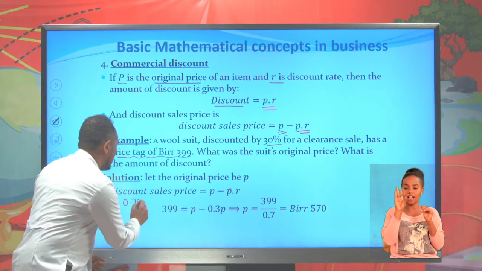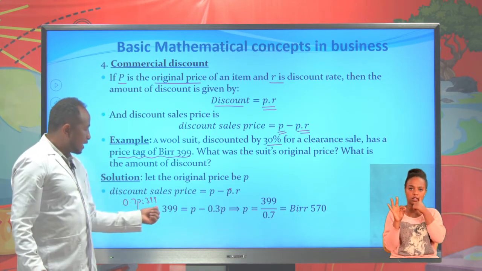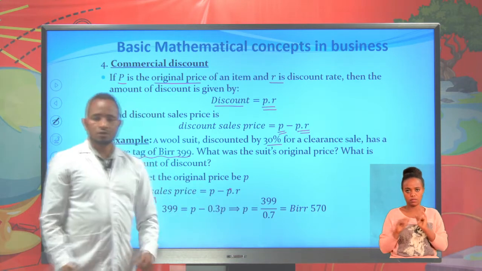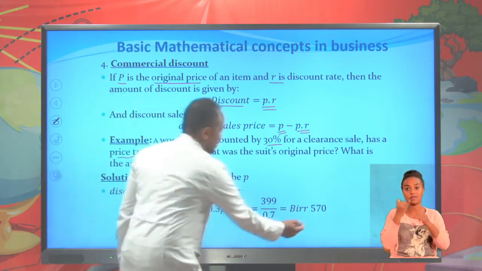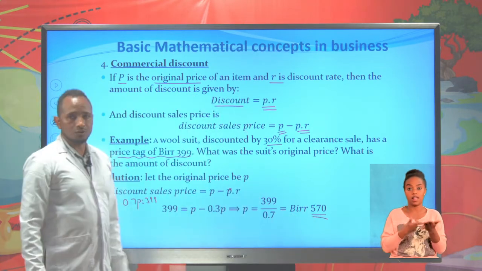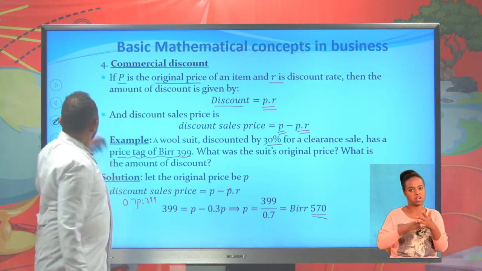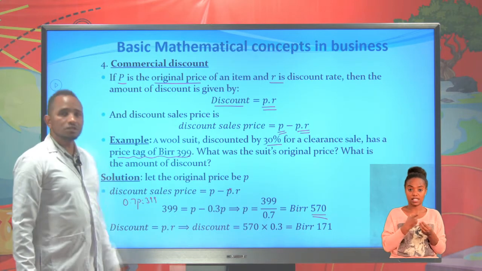0.7 P gives you 399. Therefore, dividing by 0.7, you'll have 399 over 0.7. So when you divide this, you'll have 570 birr. It is the original price of this wool suit. Okay, in addition to this, we are asked to find the amount of discount.